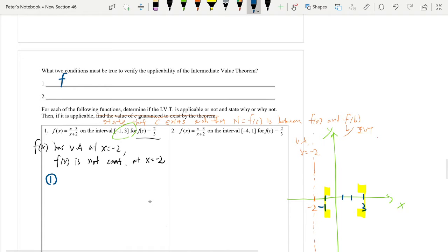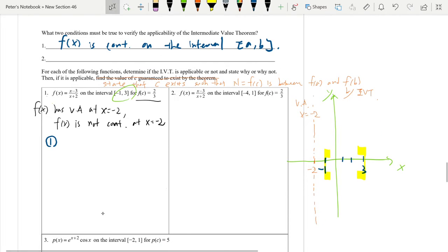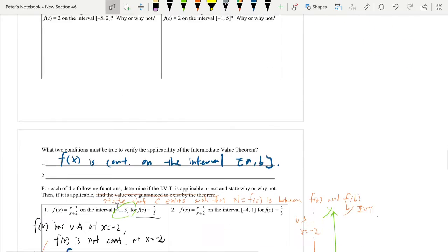That f of x is continuous on the interval a to b, right? So is it continuous? And the answer is yes. On -1 to 3, it will be continuous. So f of x is continuous on -1 to 3. Okay. So that's a check mark. Maybe we can use our awesome IVT. Oh, I don't have the definition there.